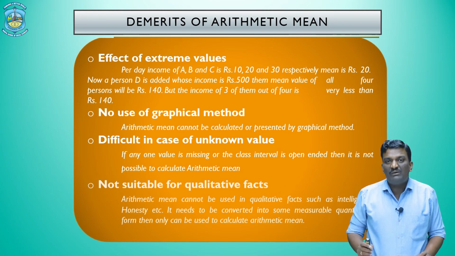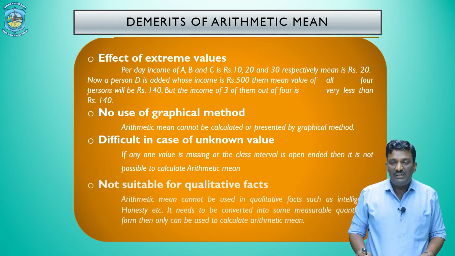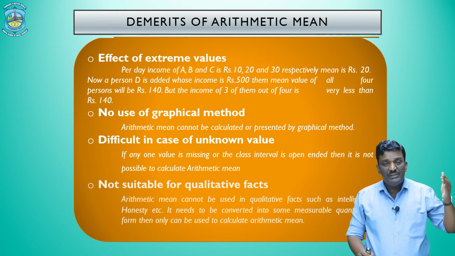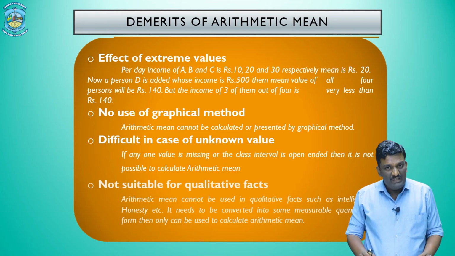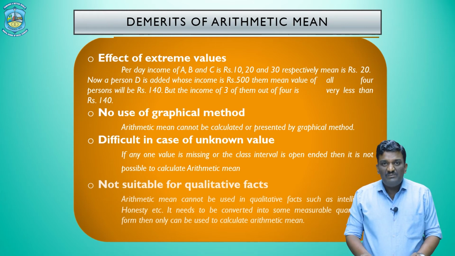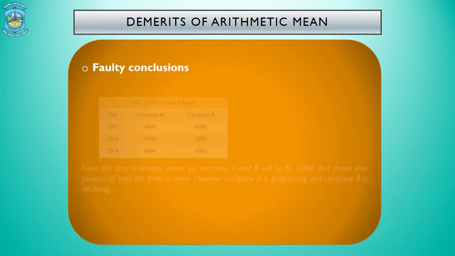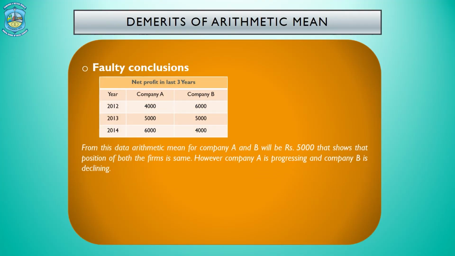Even if we want to calculate the arithmetic mean for any qualitative value, it is required to convert it into some measurable form like marks or percentage. Next demerit is faulty conclusions. To understand this, let's take an example. Here we have net profit of two companies A and B for the past 3 years.